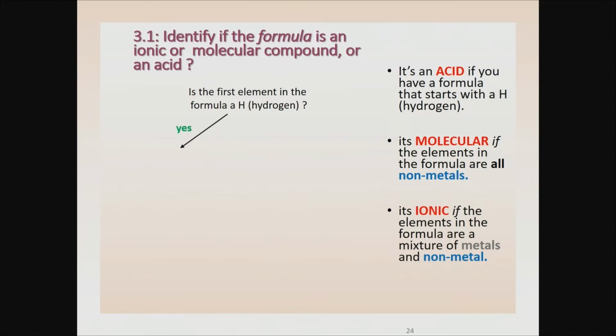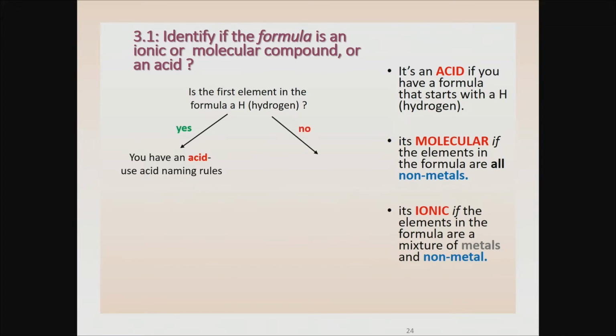So you, again, looking at the formula, have to identify whether the formula is that of an ionic compound, a molecular compound, or an acid. So how do you do that? When you're looking at the formula, the first question you ask yourself is this: is the first letter of the formula an H? And if it is, then that formula is an acid. And so you'll have to use particular rules to figure out the name of the acid.